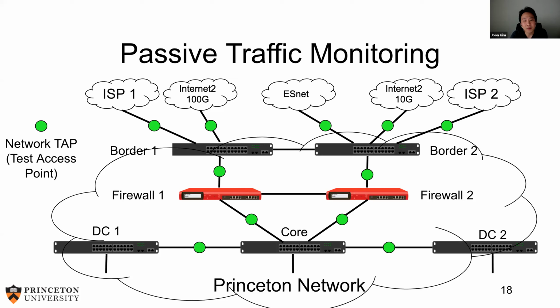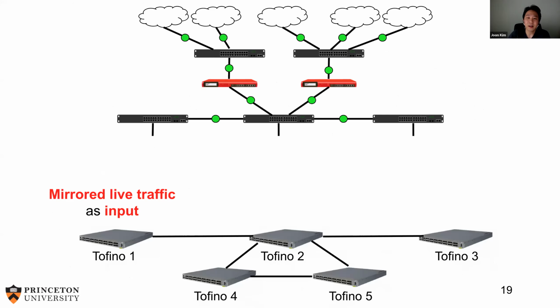What they do is basically copy and mirror the traffic that appears on that link, and it's all bidirectional capturing. Although there may be some difference in scale, I want to point out this is not unique to Princeton.